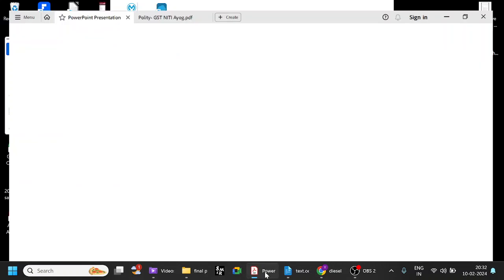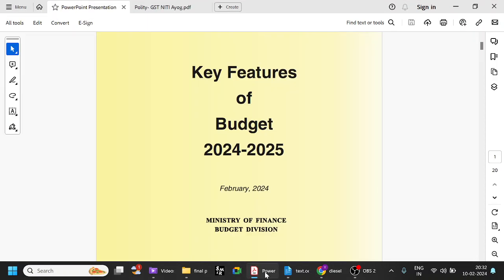Today let us see the highlights and key features of the budget 2024-2025. As we are all aware, there is the interim budget of the union budget. We have recently seen key features of the state budget, the interim budget of the Andhra Pradesh state government. So today let us see the key features of the union budget.